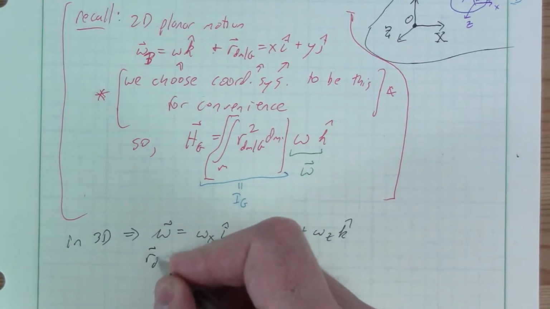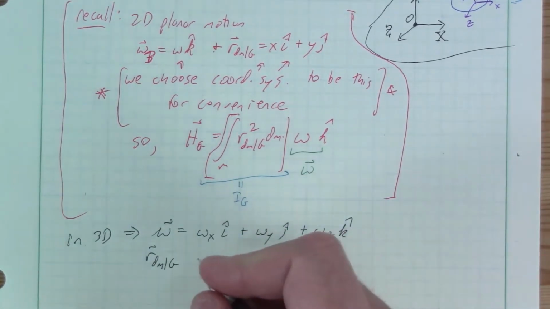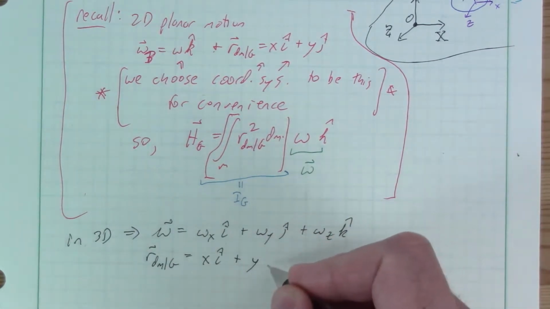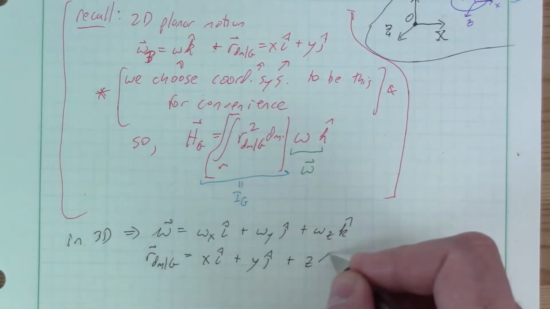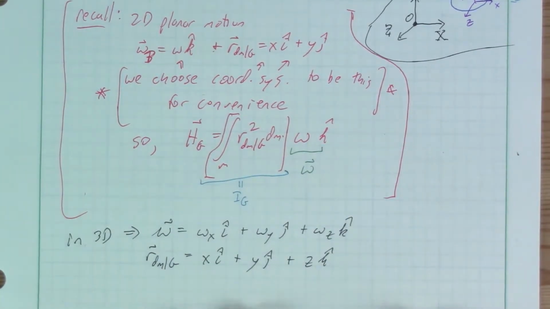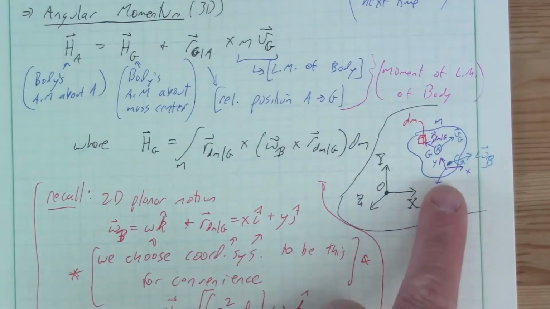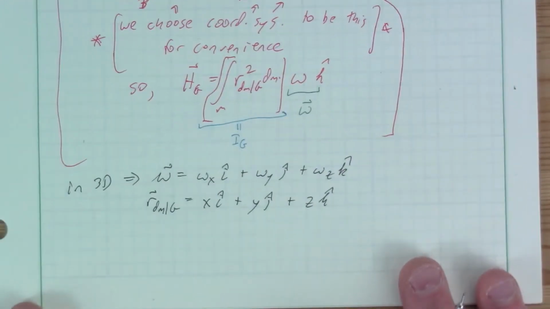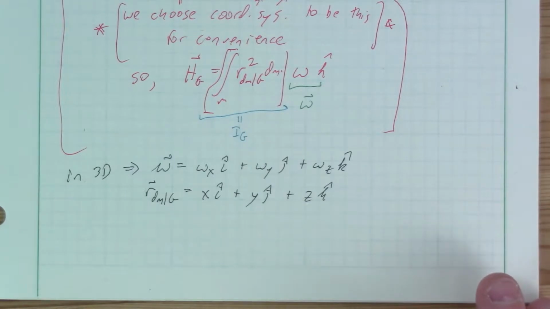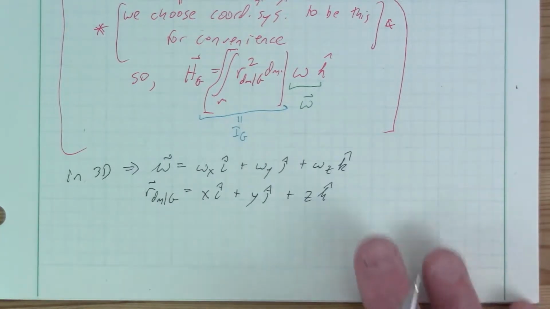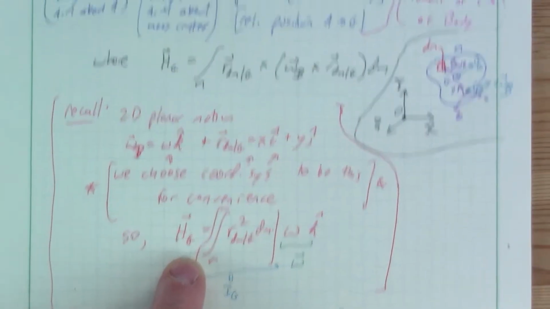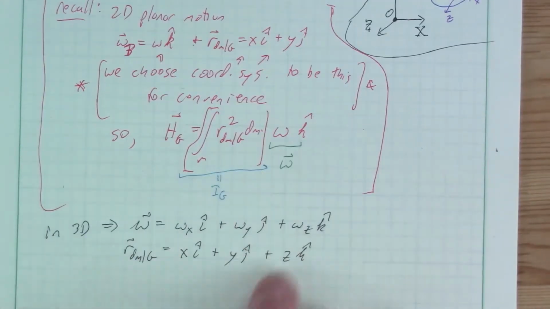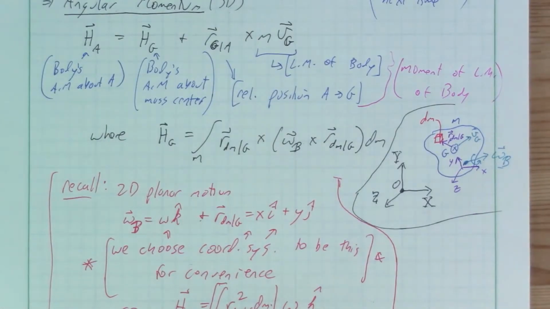Okay, so also our general position vector to get to our little dm elements from our center of mass has components in all three coordinate directions: x i hat plus y j hat plus z k hat, kind of as we've drawn it here. It's truly three-dimensional in nature. I don't have enough space here, but this is for 2D planar motion. This is a general description, right? But when we plug these quantities in here, we get the following equation.